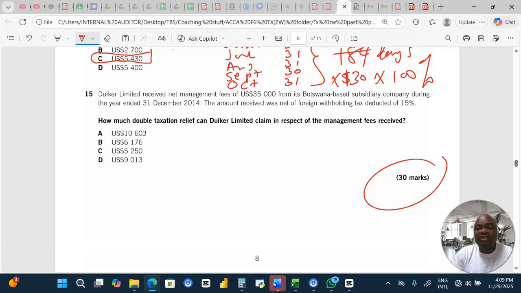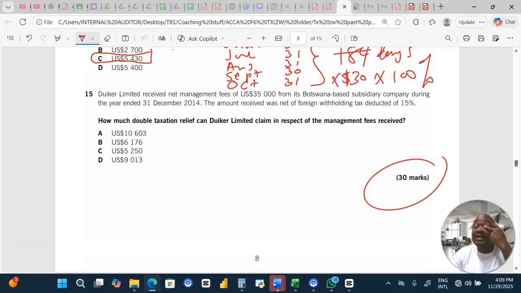But if there is a double taxation agreement, then there should be some relief of some sort. If in Zimbabwe the tax rate is higher, then they would have some relief on the amount they would have paid, and they would then pay the difference, isn't it? How much double taxation relief can Acca Limited claim in respect of the management fees received?